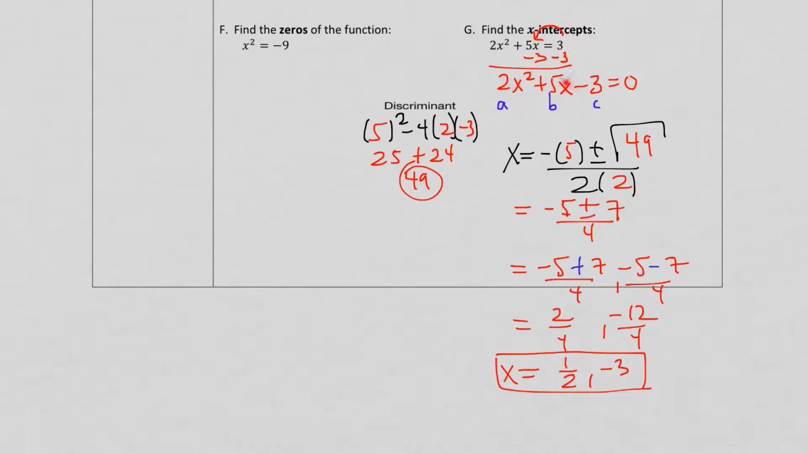Then I have a is 2, b is 5, c is negative 3. I find my discriminant to be 49. Again, in this case, I know it's factorable because it's a perfect square, and I'm going to have 2 real solutions. So I use the quadratic formula again here, and I get negative 5 plus or minus the square root of 49, which is 7, all over 4.